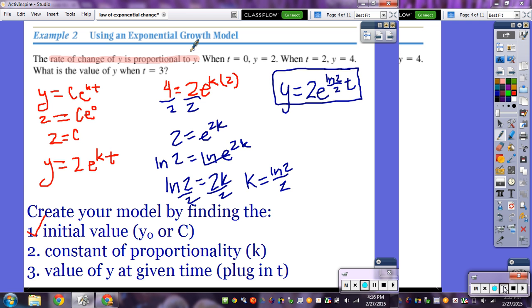So the last question is, what is the value of y when t equals 3? All I would need to do is plug 3 in for t. So 2e to the natural log of 2 over 2 times 3. And then I would put that in my calculator and evaluate it to get the actual value. And so that is how I would use exponential growth to solve problems using the law of exponential change.